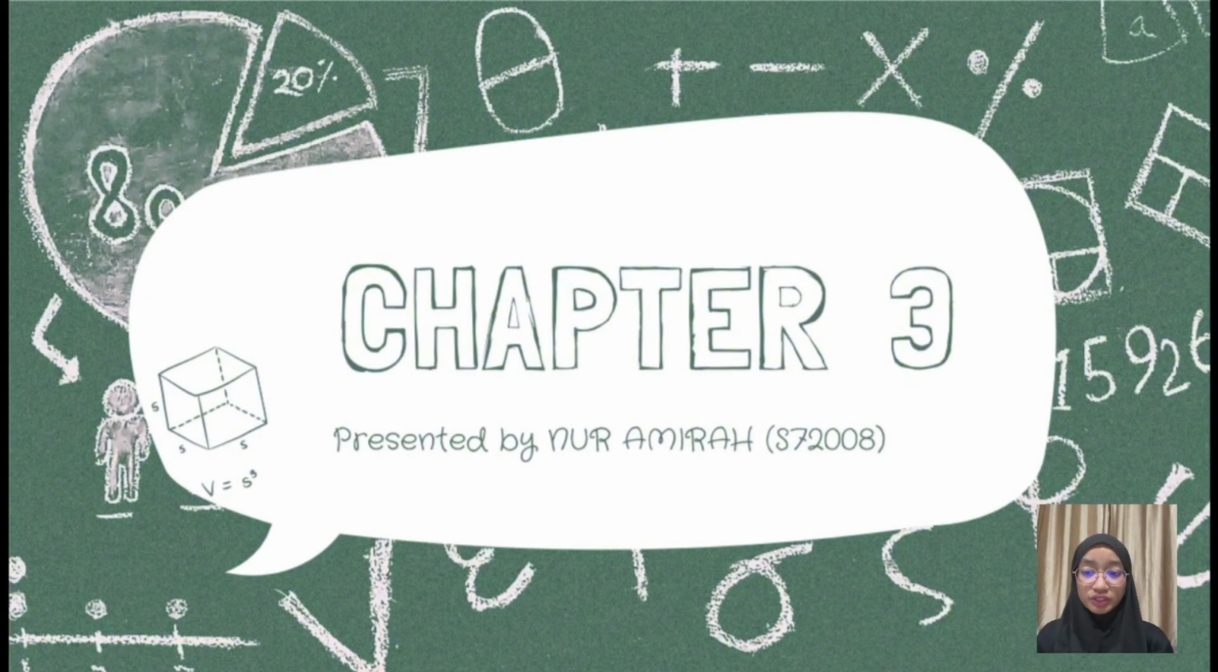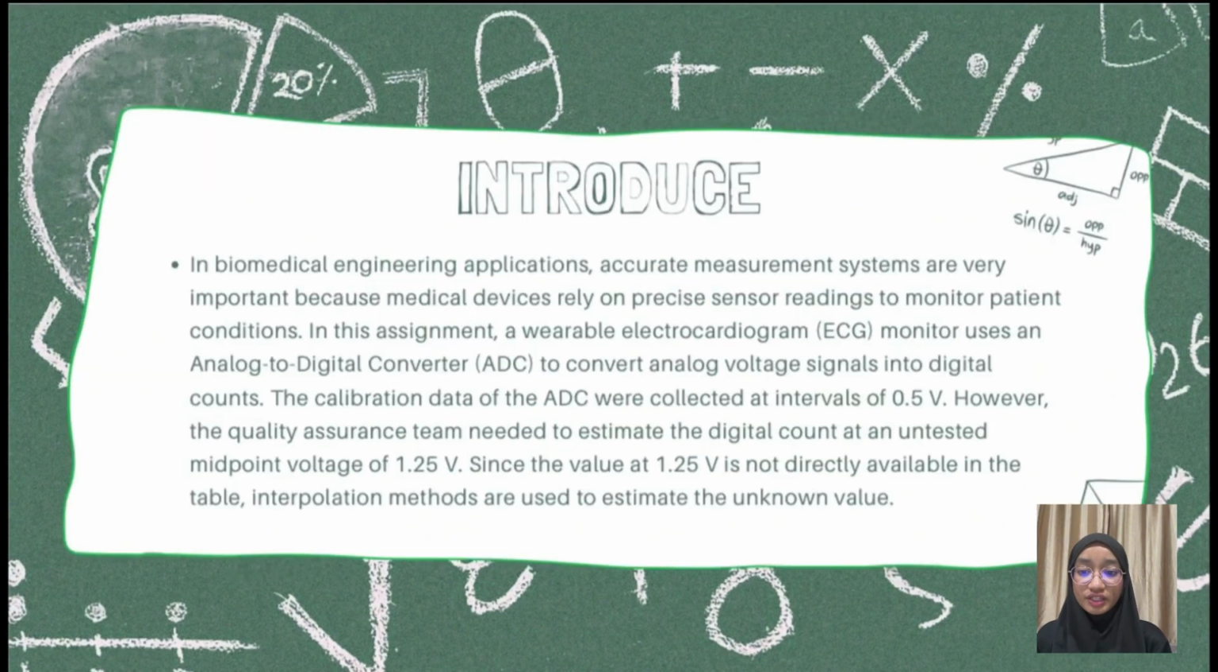So for chapter 3, we have a medical device calibration curve in question 3.4. In biomedical engineering applications, accurate measurement systems are very important because medical devices rely on precise sensor readings to monitor conditions. In this assignment, the wearable electrocardiogram (ECG) monitor uses an analog to digital converter (ADC) to convert analog voltage signal into digital count. The calibration data of the ADC were collected at intervals of 0.5 volt.